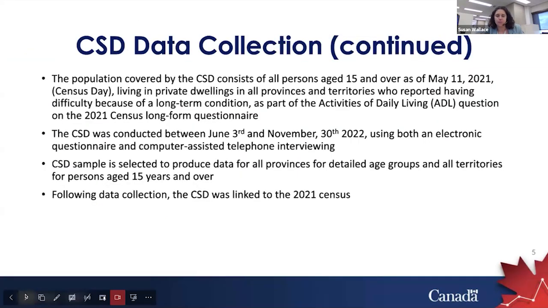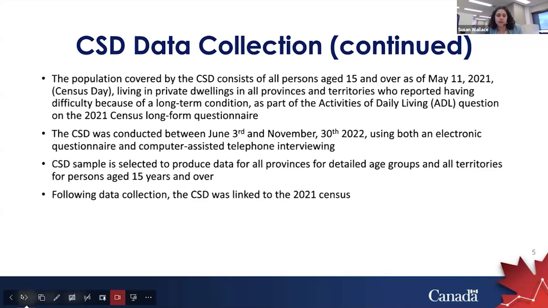And so background on the survey itself, the population covered by the CSD is persons aged 15 years of age and over as of May 11th, 2021, which is the census day. Persons living in private households only in all provinces and territories. And it is those people who reported an activity limitation because of a long-term condition or difficulty as part of the activities of daily living question on the census. The CSD itself was conducted between June and November of 2022 using an electronic questionnaire. There was both the electronic questionnaire and computer-assisted telephone interviewing to support non-response follow-up, but also to ensure accessibility.